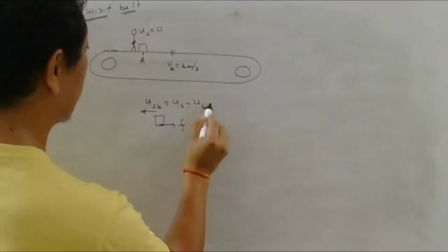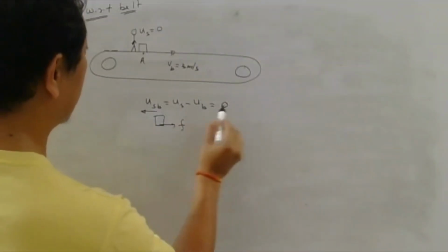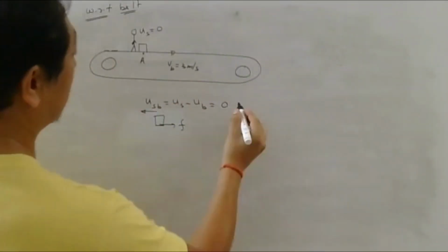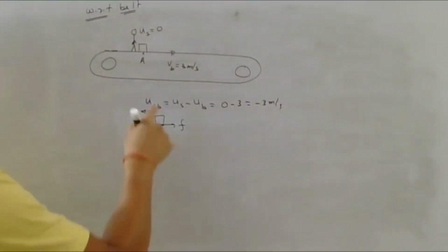US minus UB. What is US from ground? 0. What is initial velocity of belt? Belt is moving with constant velocity. So minus 3. What does minus mean? It will be this side. This part is clear.